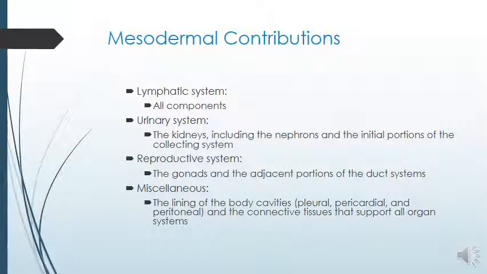Some other mesodermal contributions are the lymphatic system, all components, the kidneys of the urinary system, including the nephrons and the initial portions of the collecting system, the gonads and the adjacent portions of the duct systems and the reproductive systems, and miscellaneous, such as the lining of the body cavities, the pleural, pericardial, and peritoneal, and the connective tissues that support all organ systems.